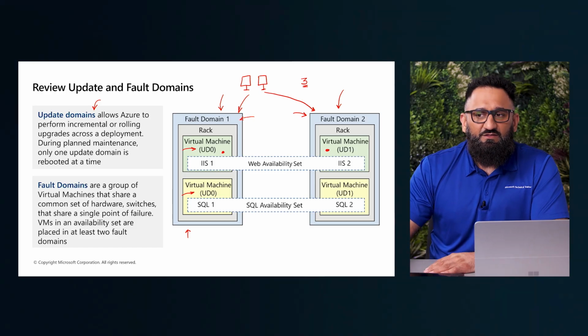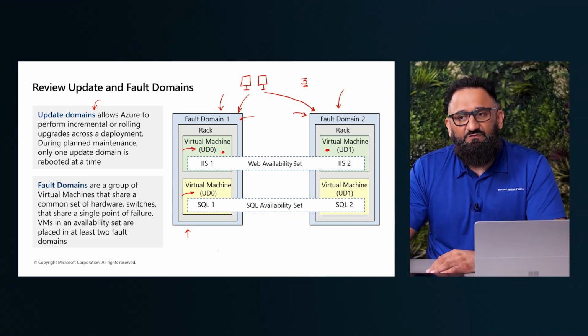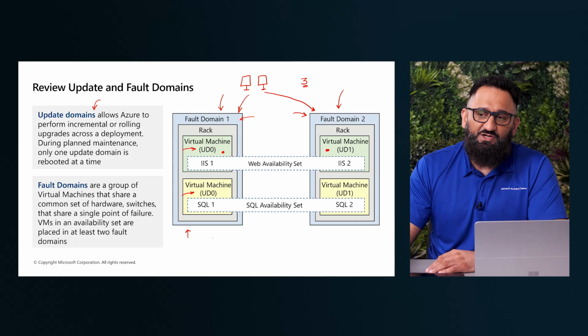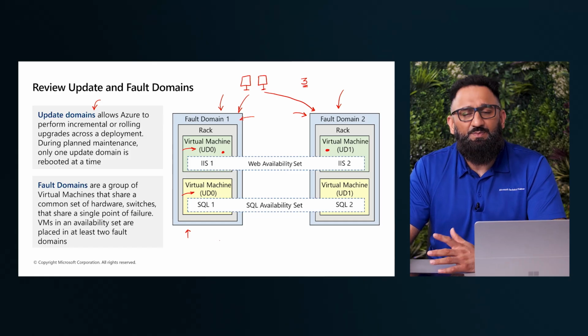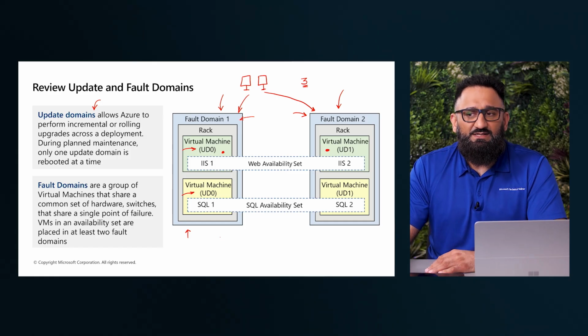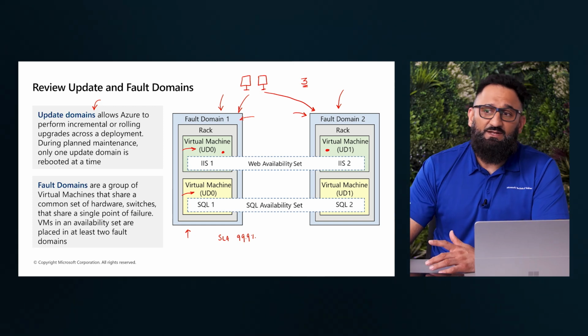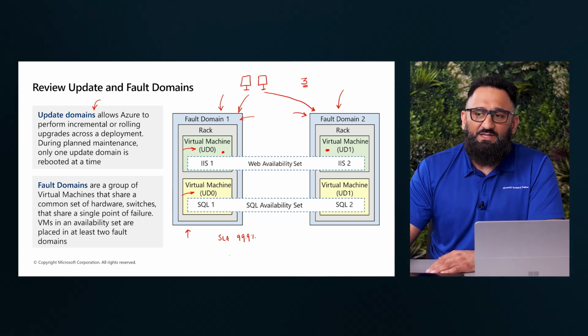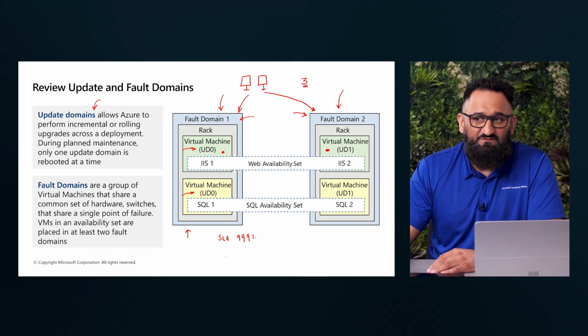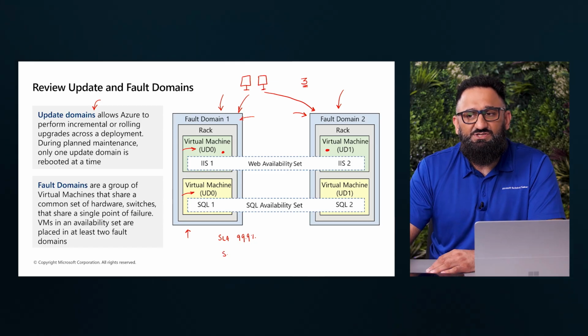Now, earlier on in the virtual machine session, I mentioned that if I was to create a virtual machine using a premium disk, that gives me a service level agreement of roughly 99.9%. Again, this is my availability to it. However, now placing my resource into an availability set changes my SLA slightly higher to 99.95.